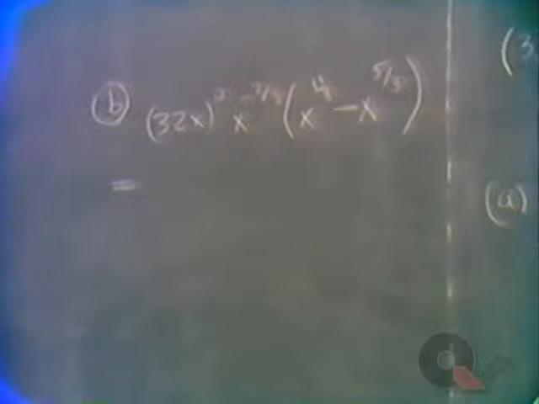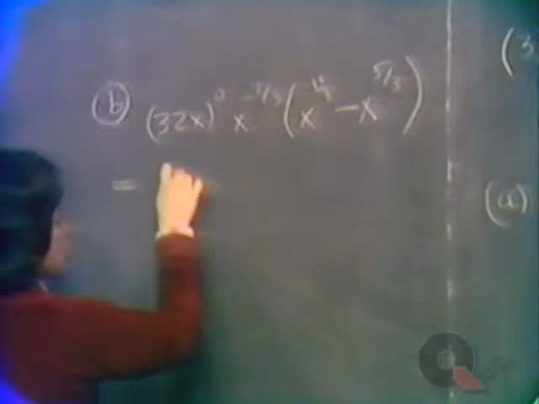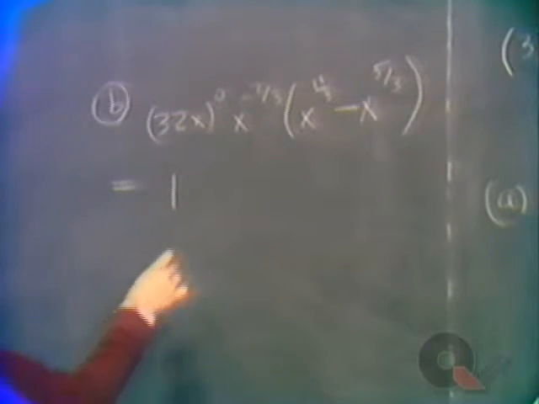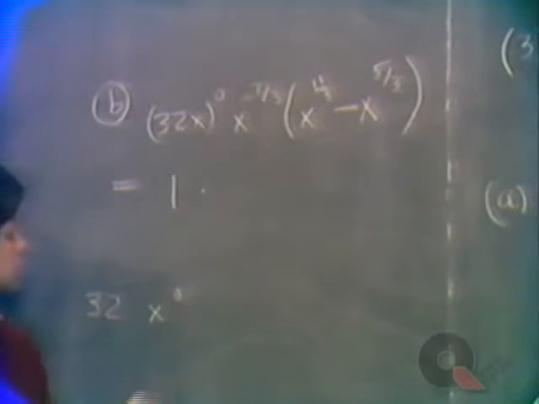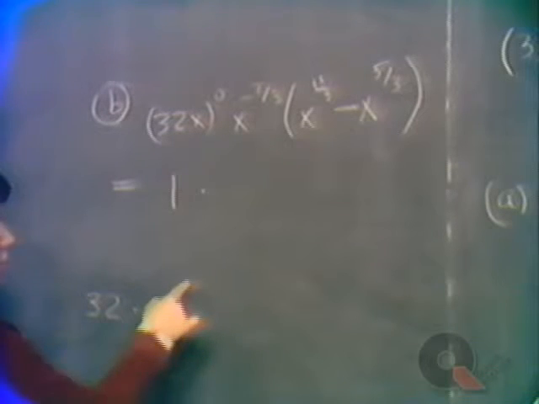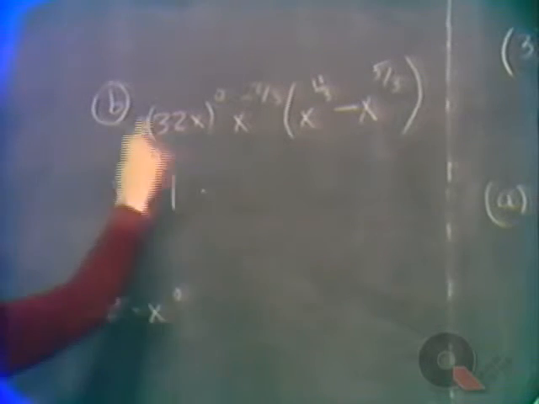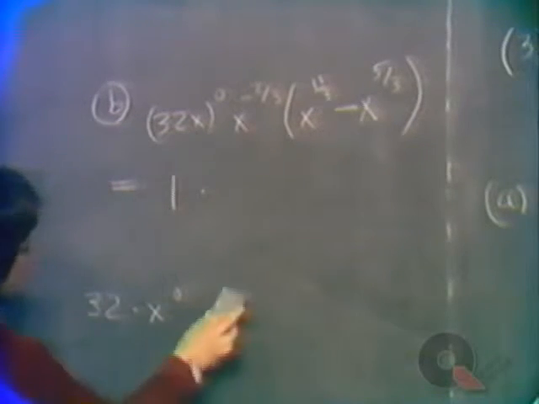Now, first thing, 32x to the 0 power is just 1. If it had been 32 times x to the 0, then x to the 0 would be 1 and this would be 32. But this is the whole thing to the 0 power. It's just 1.